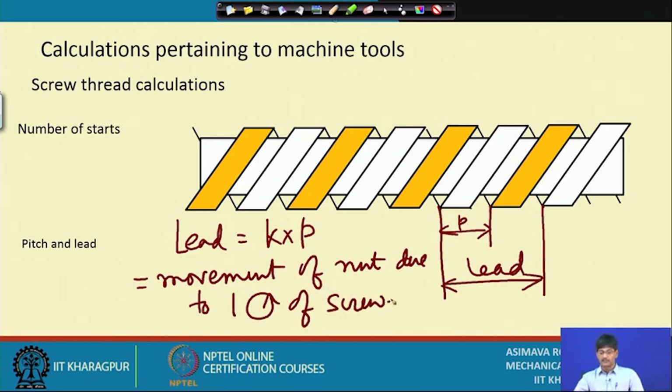So, ultimately it boils down to the fact that if the nut and screw are of multi starts, say they are of double starts, in that case if you rotate the screw once, the nut does not move by the pitch, but it moves by the lead, where lead is equal to number of starts into the pitch. Having established that, we understand that this is the way in which the nut and screw work.